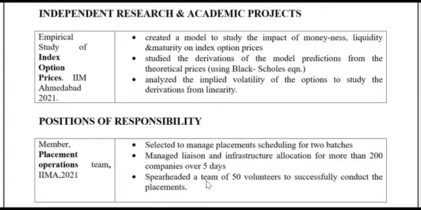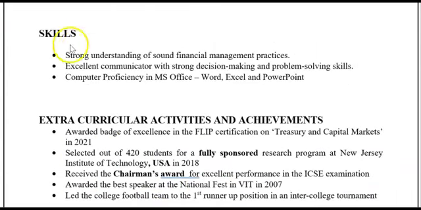So the way we write or the way we put in these additional sections should also focus on the skills that he has, the soft skills especially. Although we will definitely add on the skills too. In the skills section of this fresher CV, we have mingled both soft skills as well as hard skills, like strong understanding of sound financial management practices, excellent communicator with strong decision making and problem solving skills, computer proficiency in MS Office. So these are the skills that he possesses.